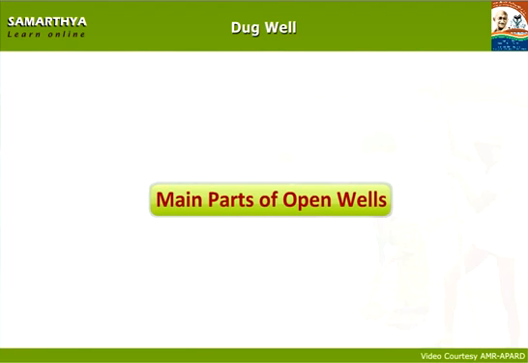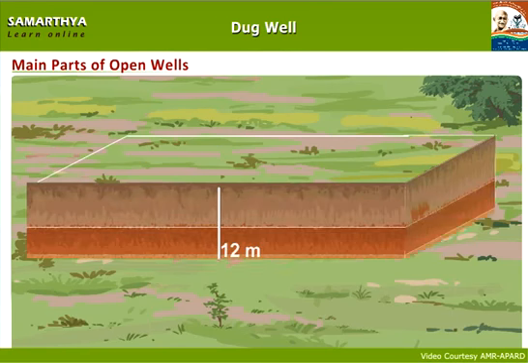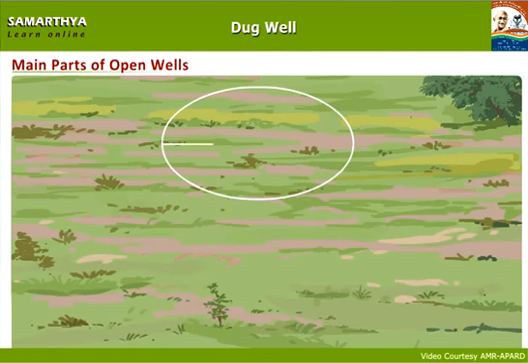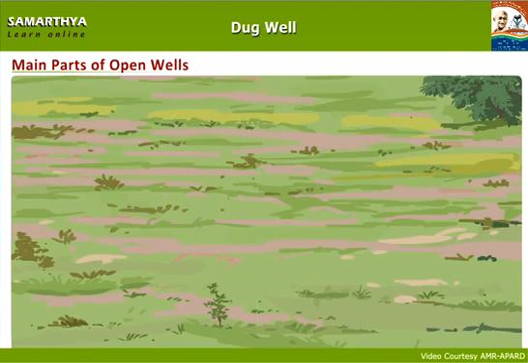Main parts of open wells. Generally, soil layers in the lands are as shown in the map, but these layers change from place to place. If we take the diameter of the open well as 8 meters and the depth of the open well as 12 meters, soil layers of the open well will be as below.